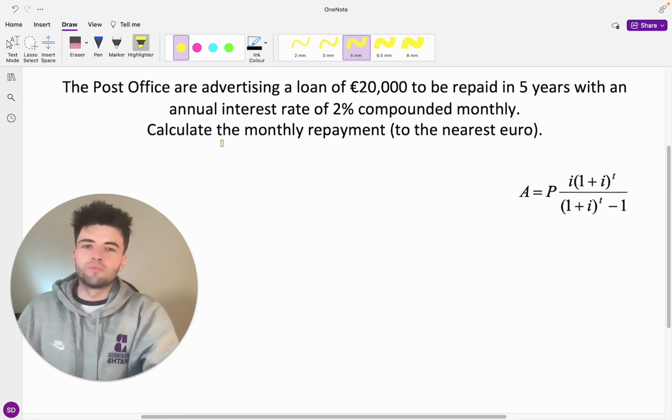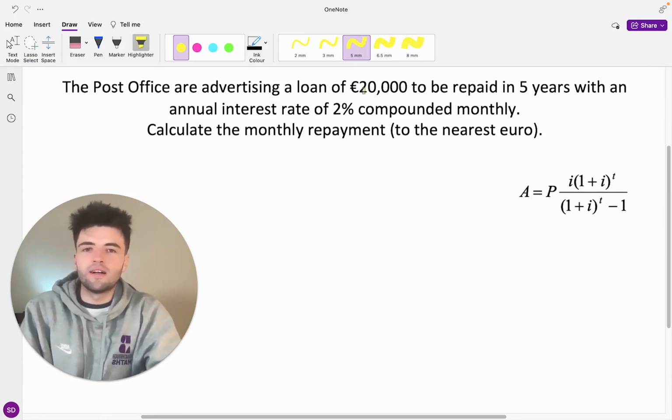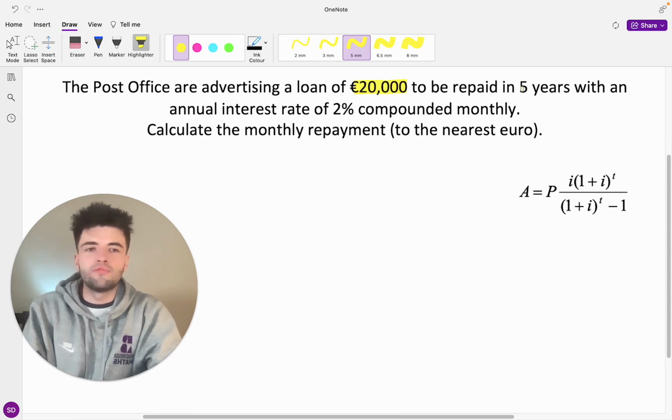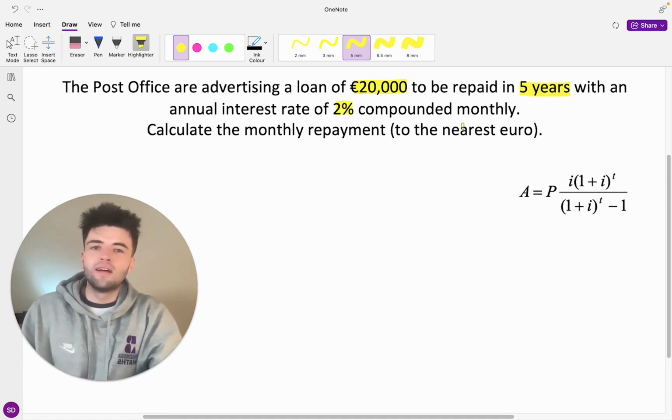So in this question, we're going to get some practice with our amortization formula. We're told the post office are advertising a loan of €20,000 to be repaid in 5 years with an annual interest rate of 2% compounded monthly. And then we're asked to calculate the monthly repayment to the nearest euro.